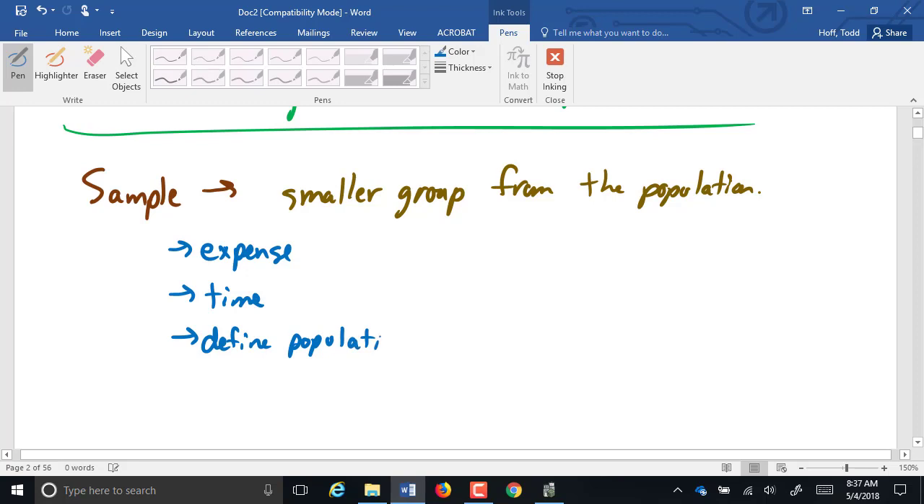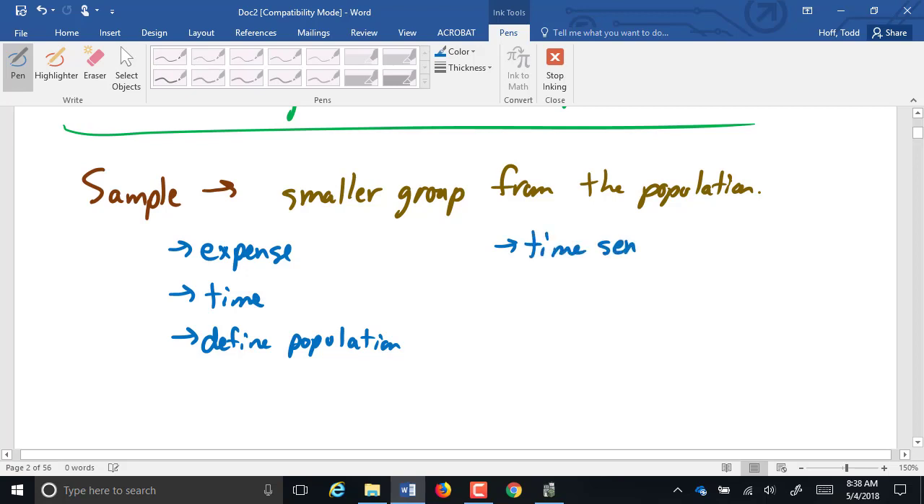Difficulty defining a population is another. Up above, we saw in that local election, some people don't know if they're going to vote in the election yet, so we're not sure if they're in the population we want to study or not. So that's another reason we'd take a sample rather than trying to gather from everybody in that population.